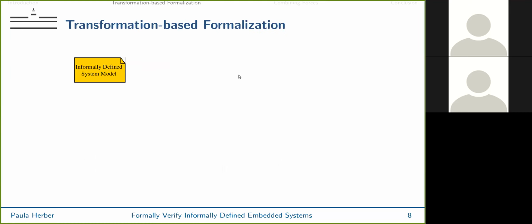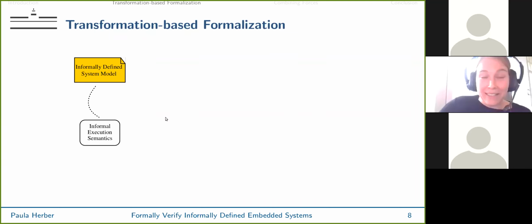And for now, concentrate on the underlying idea of formalizing such informally defined system descriptions automatically. And the underlying idea is that we take an informally defined system model as a starting point. And this informally defined system model has informal execution semantics. And what we basically do to make formal methods applicable to this informal system description is that we perform a semantic mapping from the informal execution semantics into some existing formal semantics.